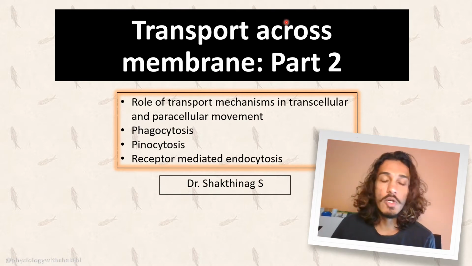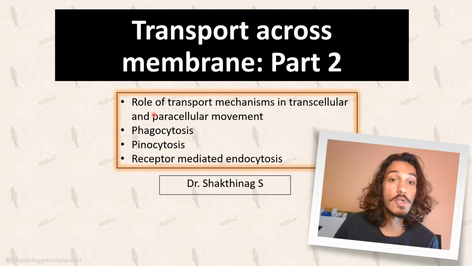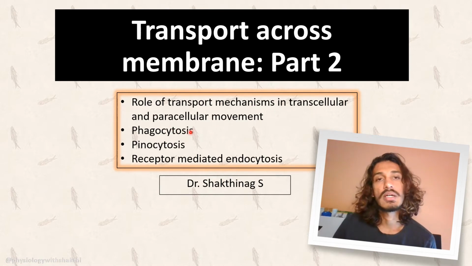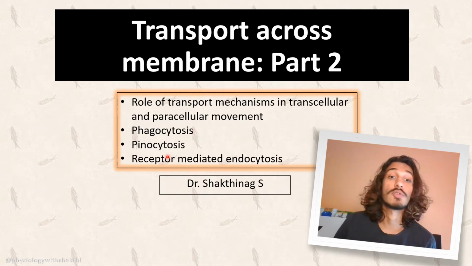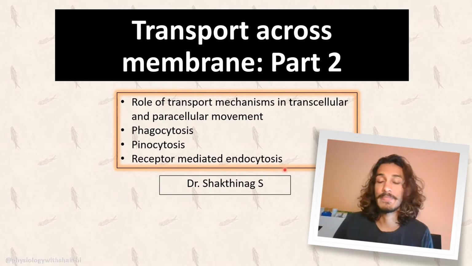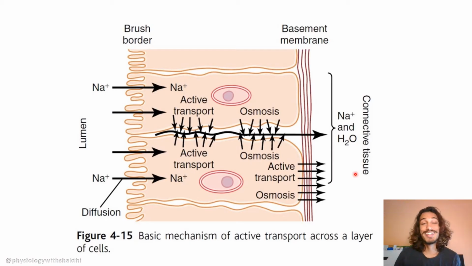So today we're going to be talking about the role of transport mechanisms in transcellular and paracellular movement, phagocytosis, pinocytosis, receptor mediated endocytosis. So we'll talk about clathrin mediated, caveolae mediated as well. Okay. So starting off, we'll talk about how absorption happens and what is the role of these transport mechanisms that we previously covered.